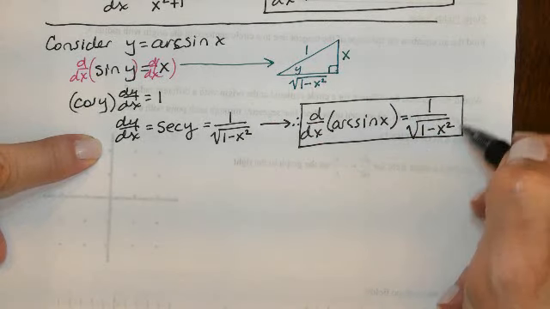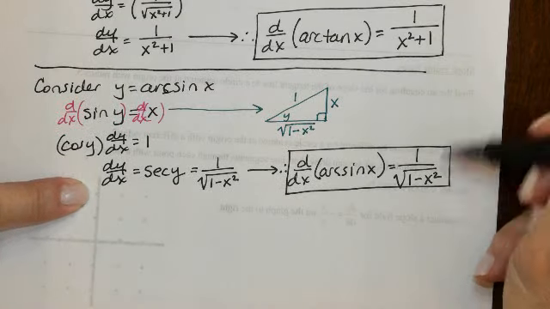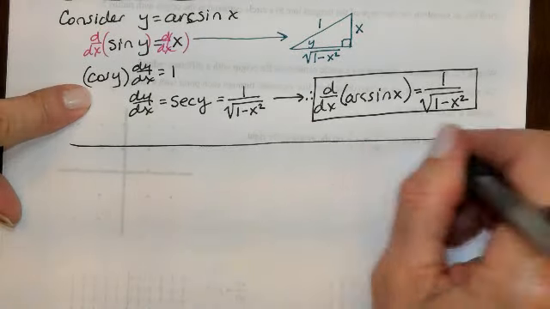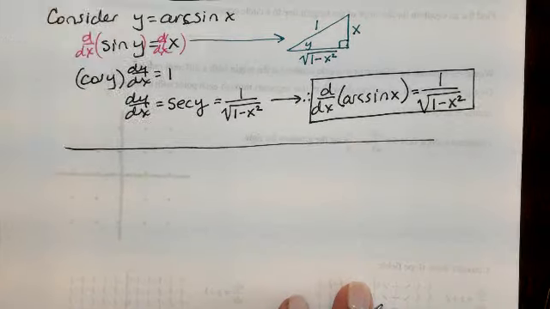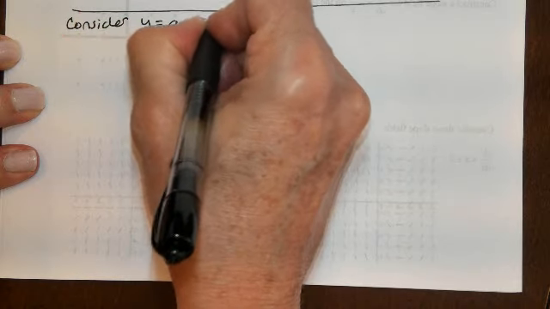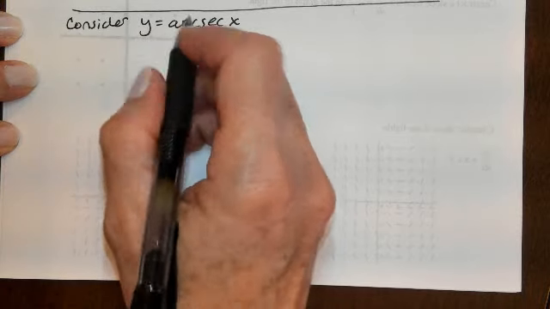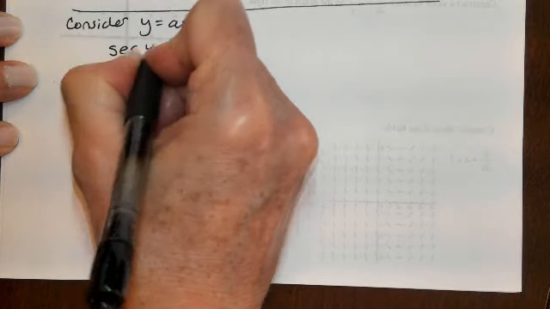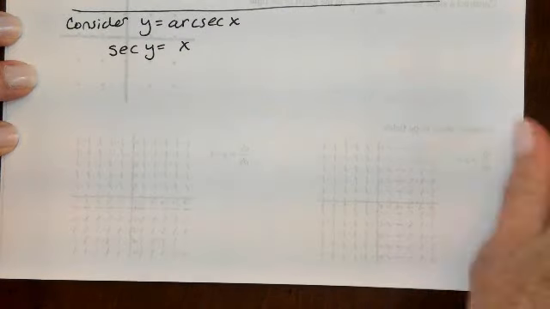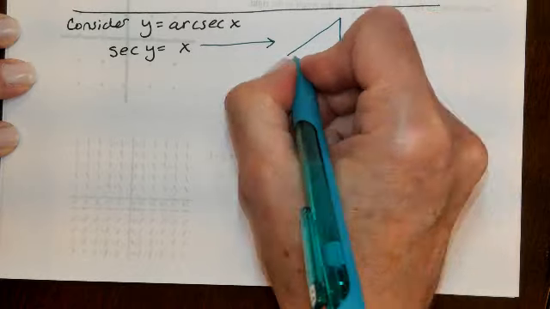So this is a little bit interesting too. Okay, let's do the one for arc secant x. So now let's consider y equals arc secant x. Well, if y is arc secant x, then that means that secant of y is equal to x. Let's come off the side and draw our triangle representation of that situation.